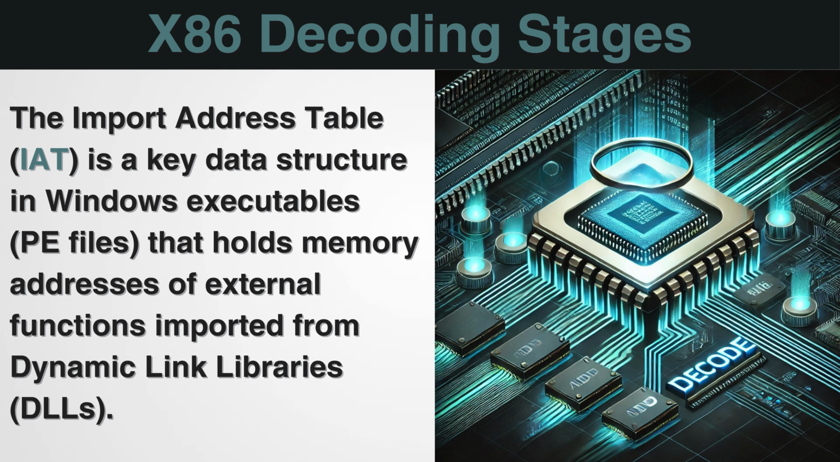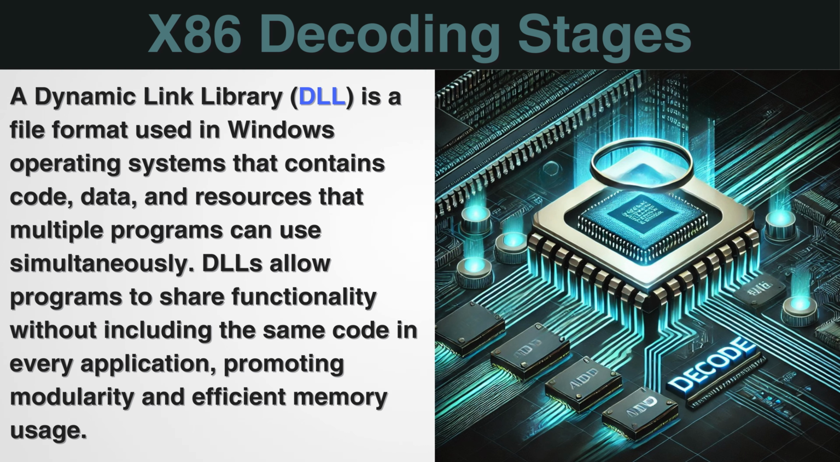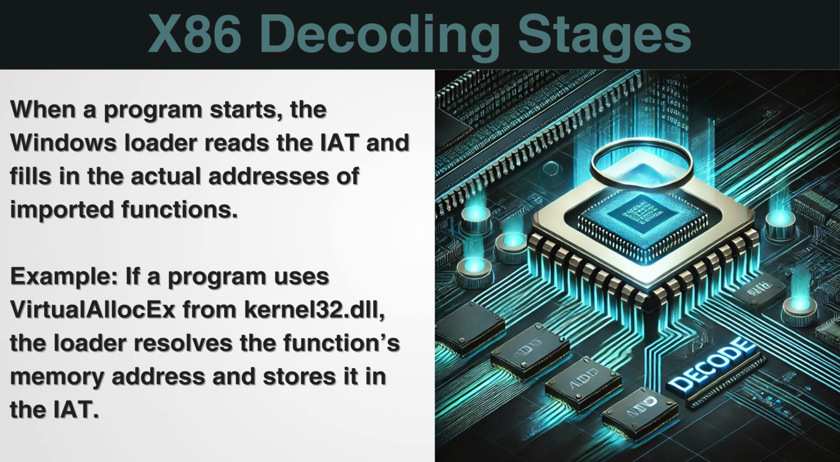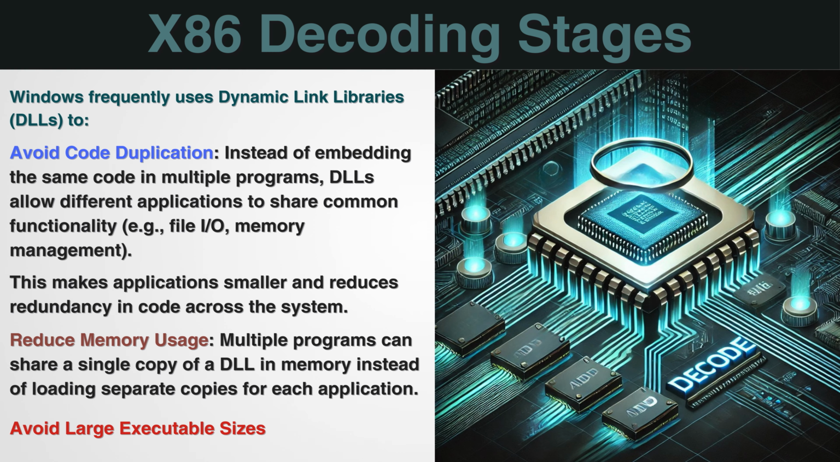The IAT, import address table, is a data structure used by Windows executable PE files to resolve and manage function calls from external libraries, DLLs. When a program uses external functions like WriteFile from the kernel32 DLL, it doesn't embed the code directly. Instead, it references the function via the IAT, which dynamically resolves the function's memory address at load time or runtime. Windows applications frequently use shared libraries, DLLs, to avoid code duplication and reduce application size.